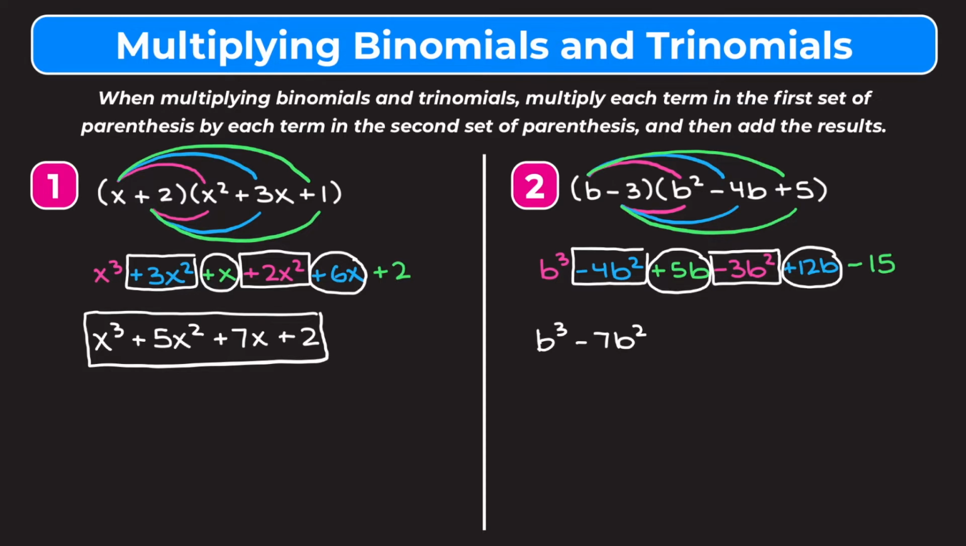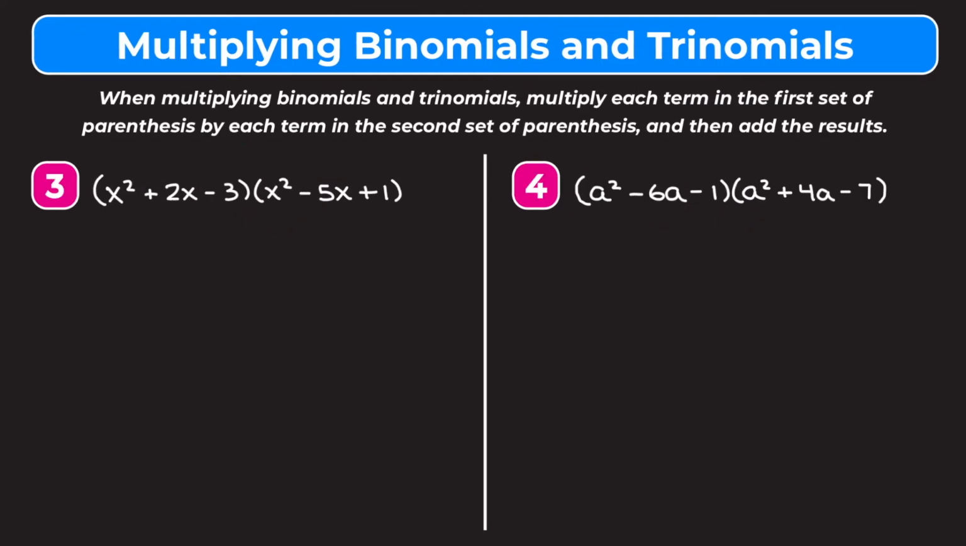Plus 5b plus 12b is going to be plus 17b. And then we have this minus 15 at the end that cannot be combined with anything. So we get b cubed minus 7b squared plus 17b minus 15. Let's go through some more examples.